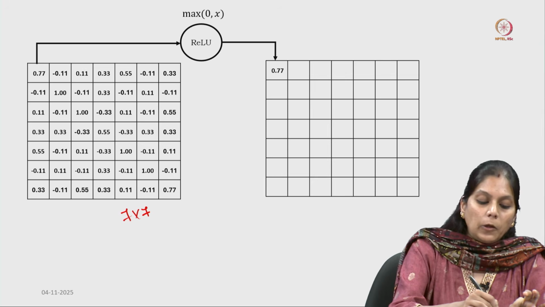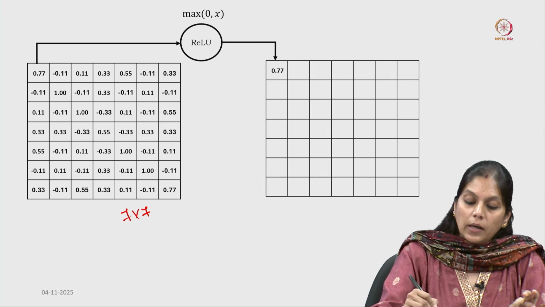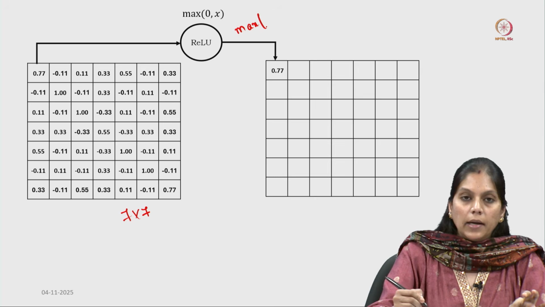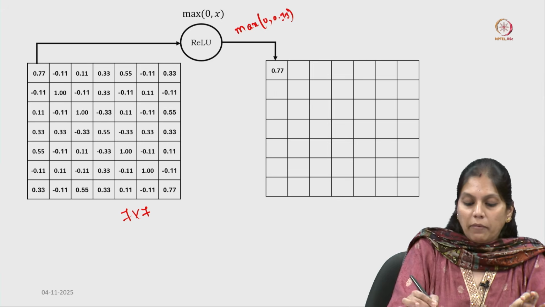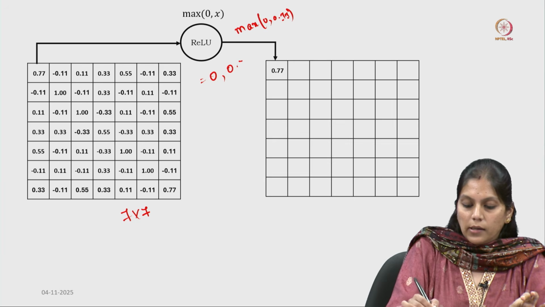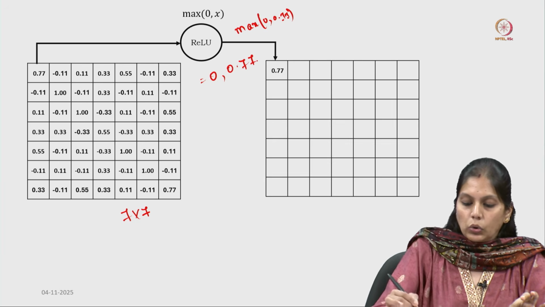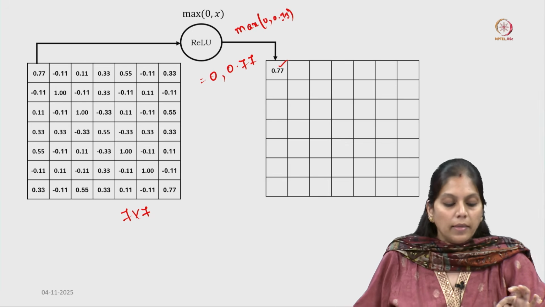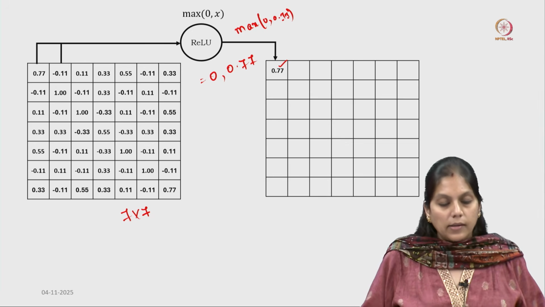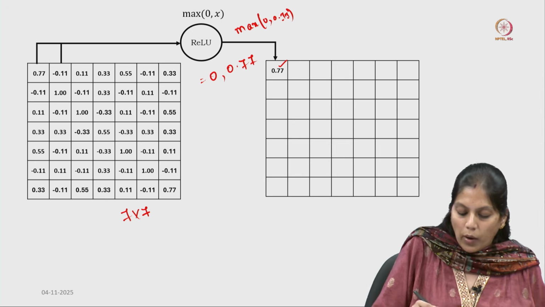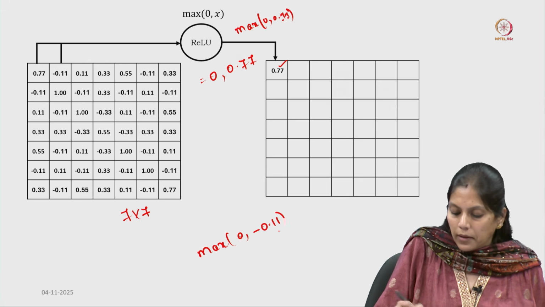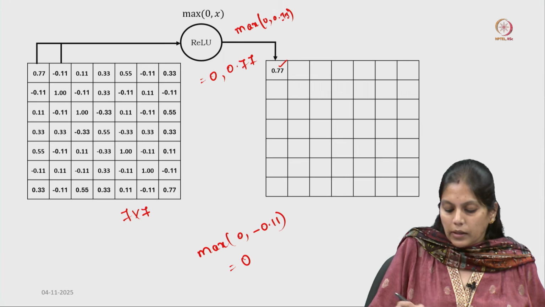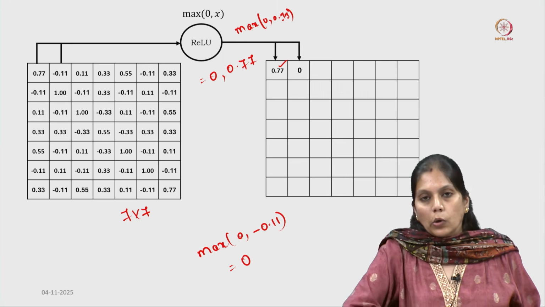We take the first value and pass it to ReLU. What is the mathematical formula? It is max of 0 comma x, where x is 0.77. Now, what is the maximum between 0 and 0.77? Obviously, it is 0.77. Then you take the next number. What is the next number? Minus 0.11. So, we have max of 0 comma minus 0.11. Definitely the maximum among these two is 0, so 0 is placed there.